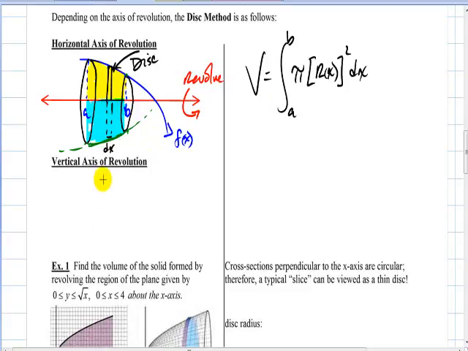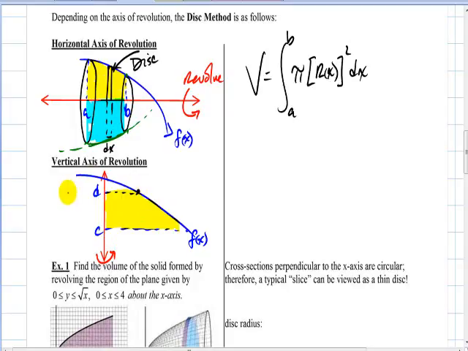So let me take a look at that. So in this case right here, let's suppose you have a vertical axis of revolution. And let's suppose that your function looks like f of x here. And let's say we're bounded from, well, not a, let's use different variables here. Let's say we're bounded from c to d. And we have this bounded region. All right. Well, what does it look like when you revolve around the vertical axis here? Well, let's kind of draw that and let's see what happens.